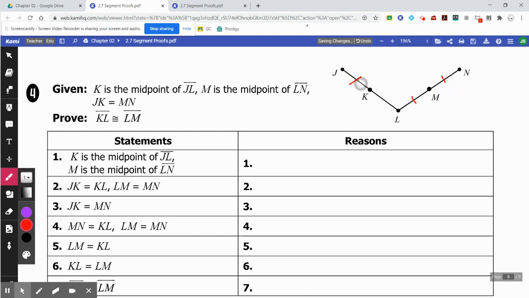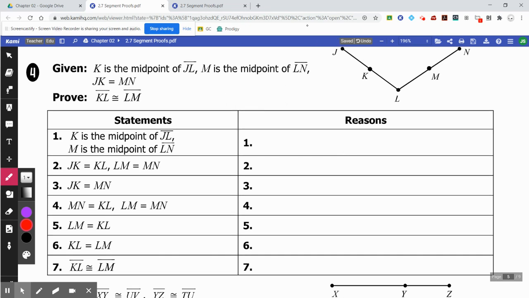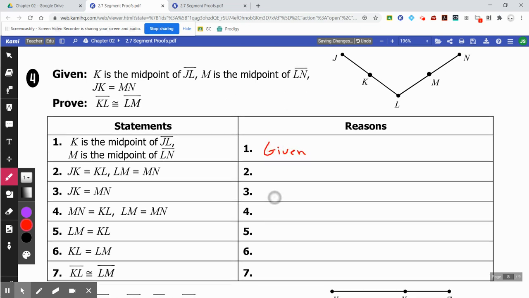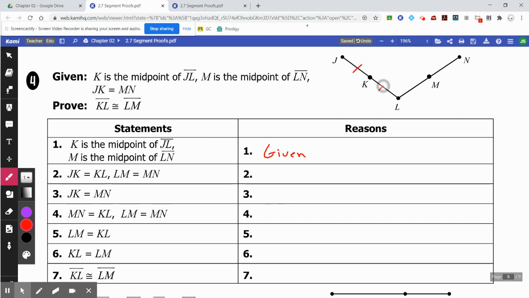So let's go through, and again, your first step is list everything that you know. That's going to be your given. But what else do you know from that given? Well, since K is the midpoint, we know that those will have to be the same. Since M is the midpoint, we know that those must be the same. So that's our step number 2. That's what we follow up with. And again, that's the definition of a midpoint.